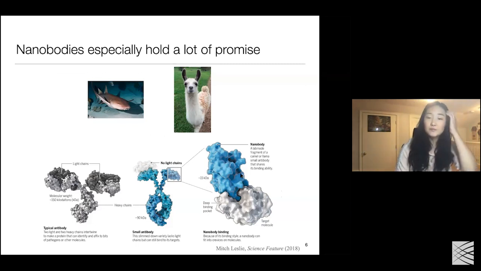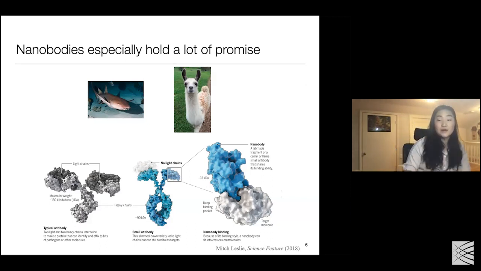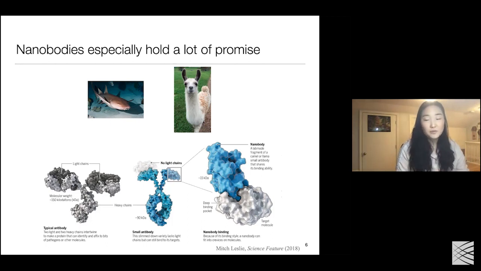And so this nanobody is very small. It's a single domain, which makes it extremely useful for engineering. It makes it easier to work with in the lab, etc. So this is a very promising molecule for therapeutics and molecular biology, etc.